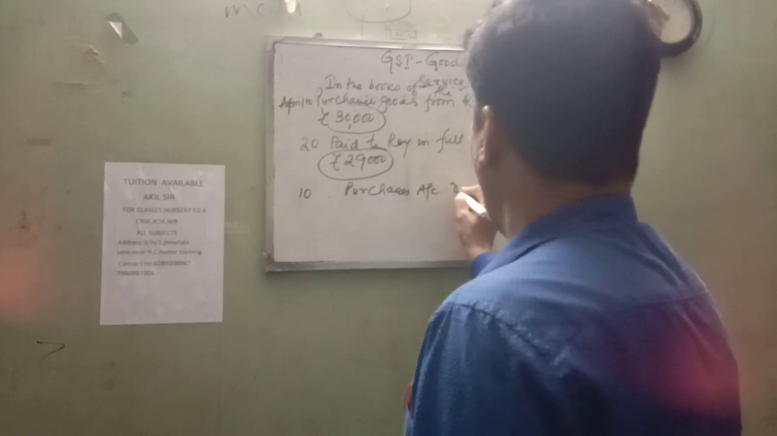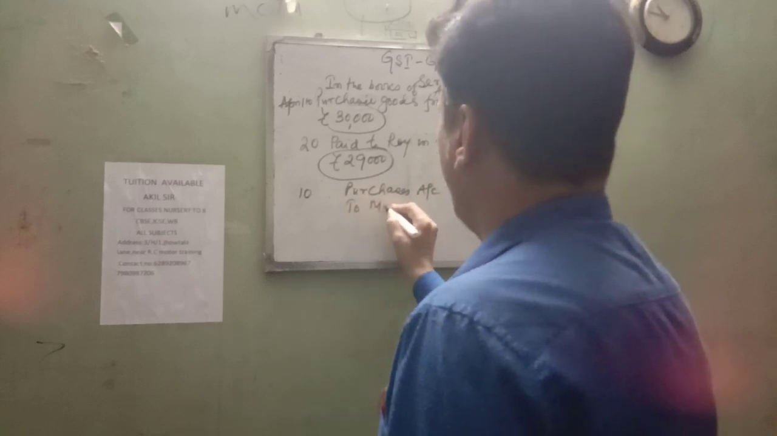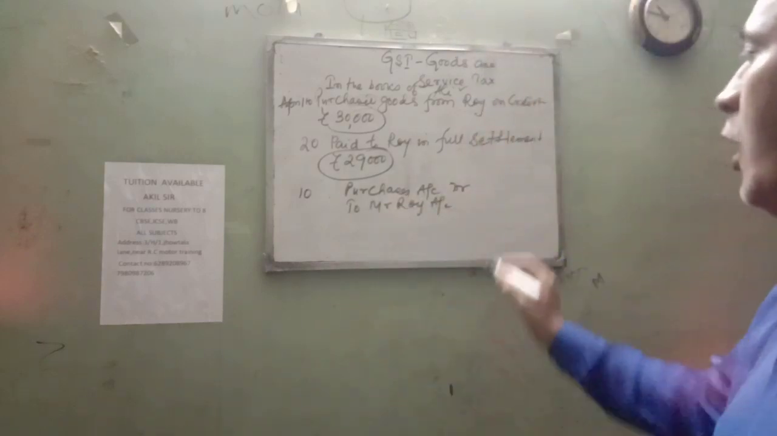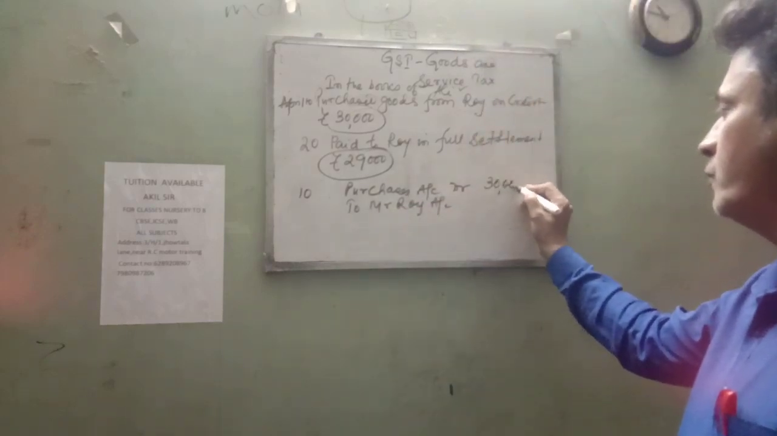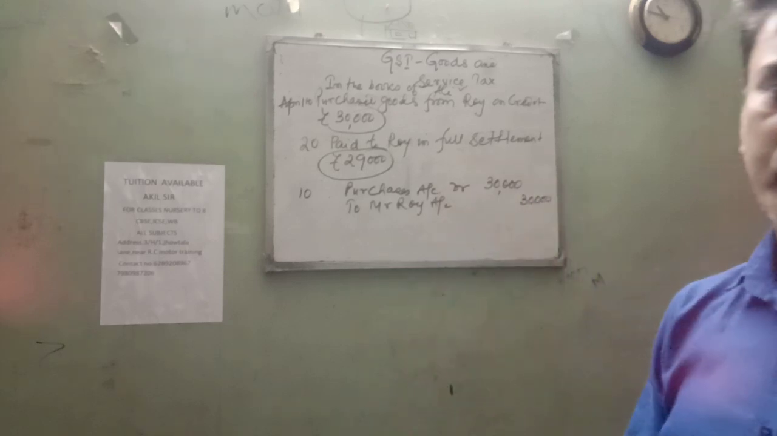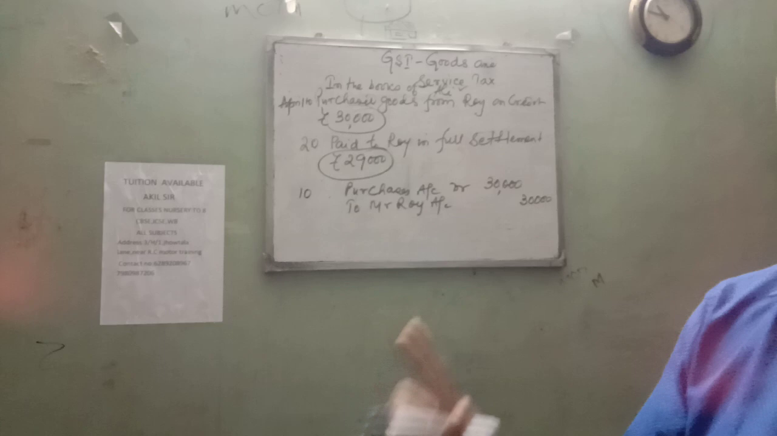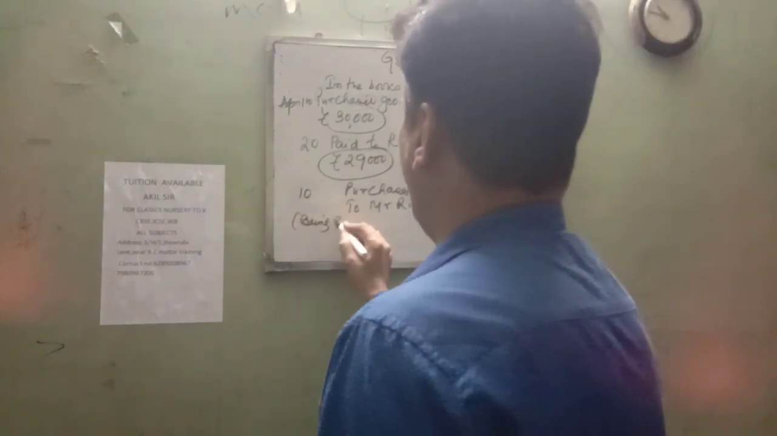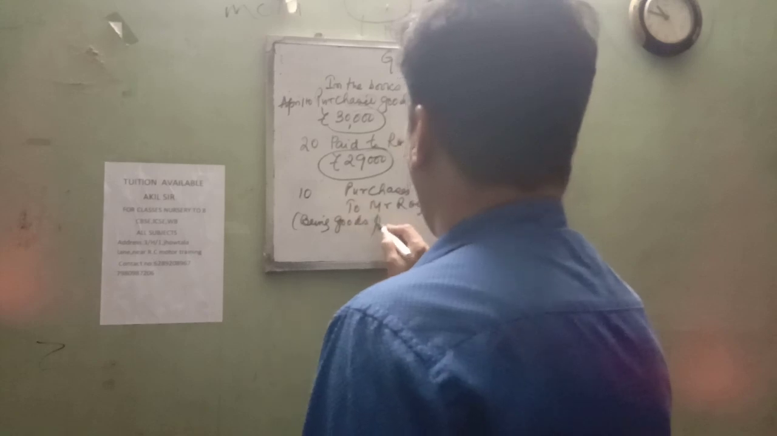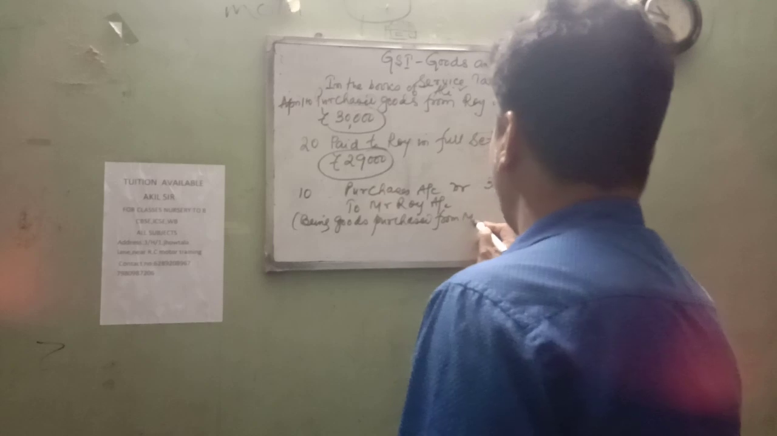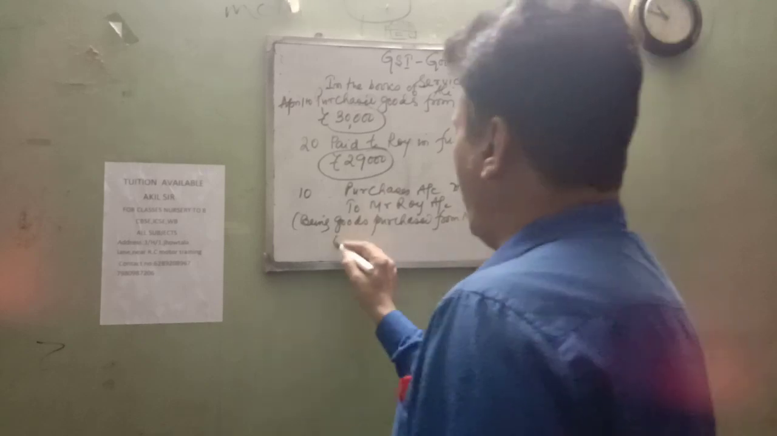Purchases account debit to Mr. Roy. In the books of Ali, purchase account debit to Mr. Roy. How much? 30,000. Okay? And the narration will be: being goods purchased from Mr. Roy on credit. Got my point?